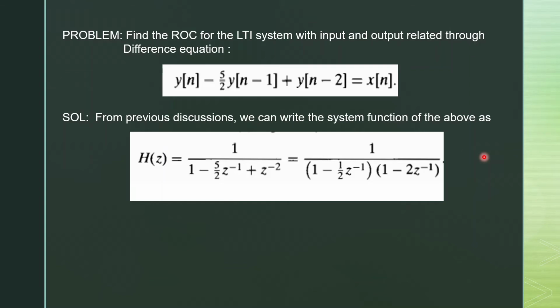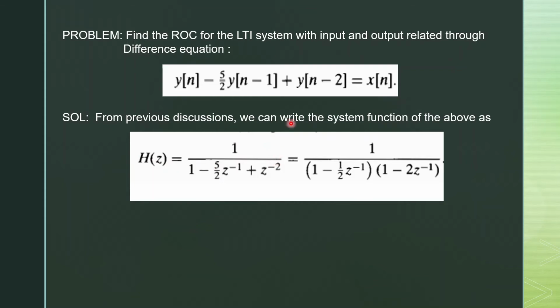So the problem goes like this. We are given a difference equation of a system: y of n minus 5/2 y of n minus 1 plus y of n minus 2 equals x of n. From previous discussions, we can write the system function of the above equation as H of z equal to, x of n becomes 1.